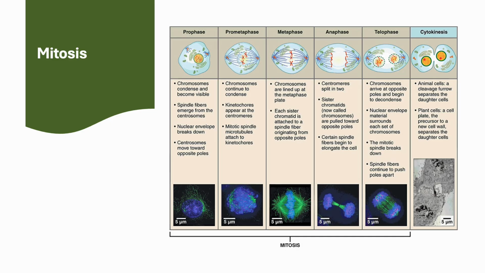So mitosis, we said, involves four phases, starting with prophase. Chromosomes condense during prophase and become visible. Spindle fibers will emerge from the centrosome, as we discussed in our introduction lecture. Then the nuclear envelope will break, and centrosomes will move toward the opposite ends. You can see a microscope image of prophase.